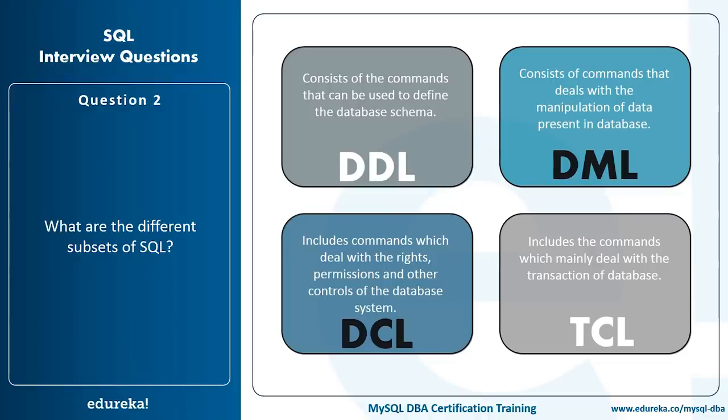Now coming to the last type of language, that is the transaction control language. This basically includes the commands which mainly deal with the transactions of the database. Whenever you want to roll back or perform various kinds of transactions, then you use the set of commands from this language, right? So I hope I'm clear. As I said, there are mainly 4 different subsets of SQL that you should mention. That is the data definition language, the data manipulation language, the data control language, and the transaction control language.